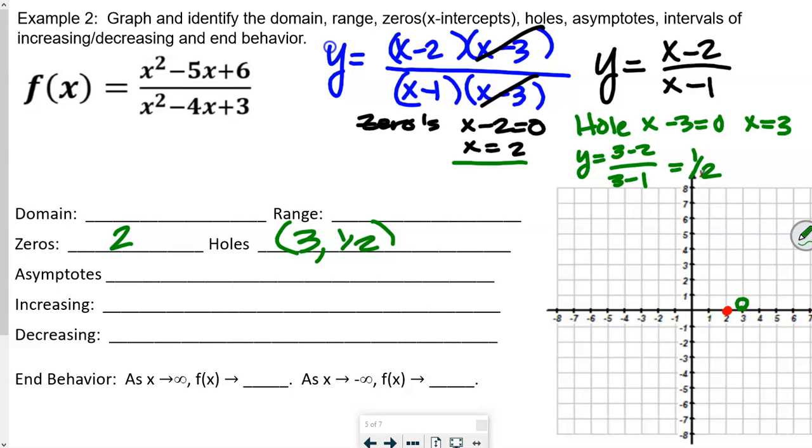Okay, then we want to talk about our vertical and horizontal asymptotes, right? Let's talk about our vertical asymptote first. We set our denominator equal to 0. So that's x minus 1 equals 0, so x equals 1. That's our vertical asymptote, x equals 1. We're going to go ahead and draw a dashed line right here.